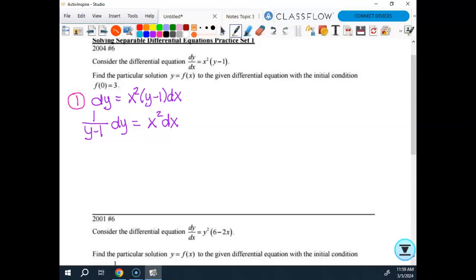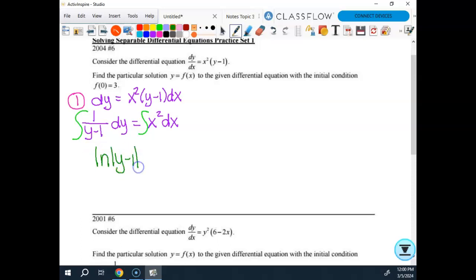Yay! Okay. Then we need to integrate both sides, right? So I'm going to integrate. When you integrate the left-hand side, what are we going to get? Natural log of the absolute value of y minus 1.